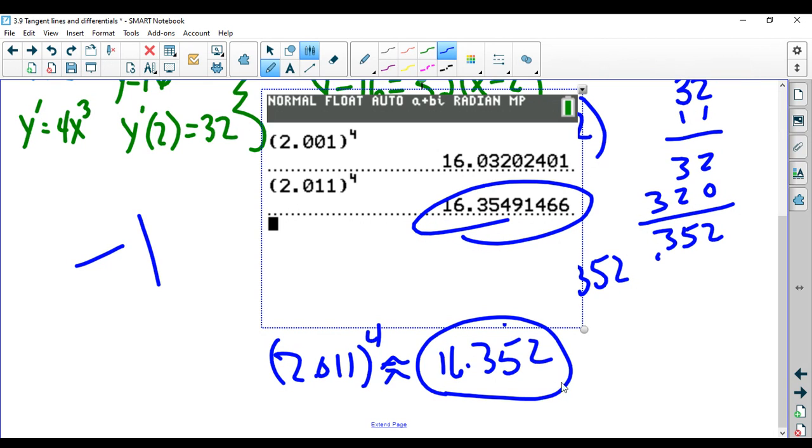And that's it. That's chapter 3. I'm going to give you some example problems to do, and then we'll wrap it up and start integration shortly.